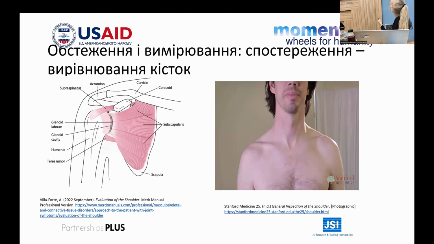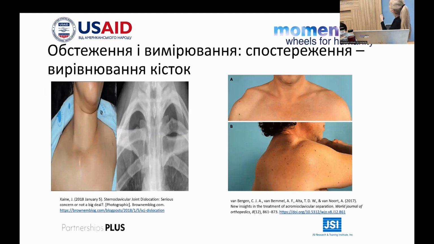Next slide. He is an alcoholic and he has problems with his liver. Hopefully not. Sternoclavicular dislocation. Apparent subluxation. Here's that sulcus that I was talking about, that space between the acromion and the humeral head.